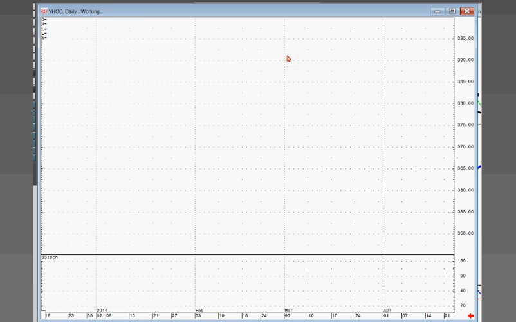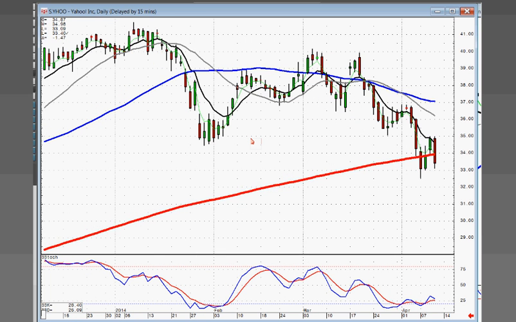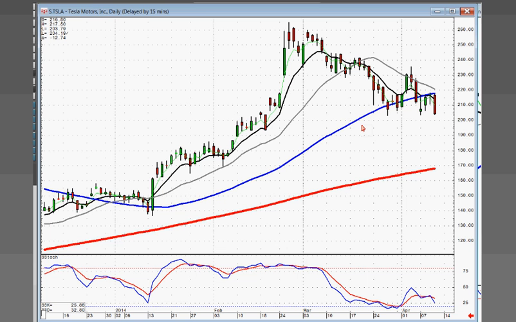Yahoo, stay short till you see a buy signal. And Tesla sold off hard today again, and it's in the same situation. Right now, you want to stay short. If it opens lower tomorrow, breaking this level, they're going down to the 200-day moving average.